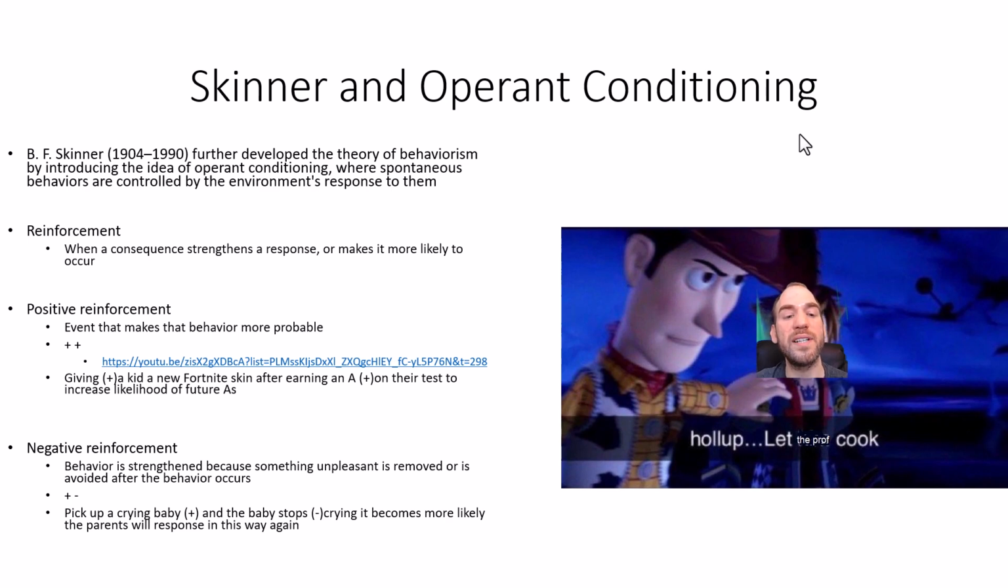Giving a kid a new Fortnite skin, for example, after earning an A on their test, to increase the likelihood of future A's. And negative reinforcement: behavior is strengthened because something unpleasant is removed or avoided after the behavior occurs. You can pick up a crying baby and the baby stops crying. It becomes more likely the parents will respond this way again in the future.